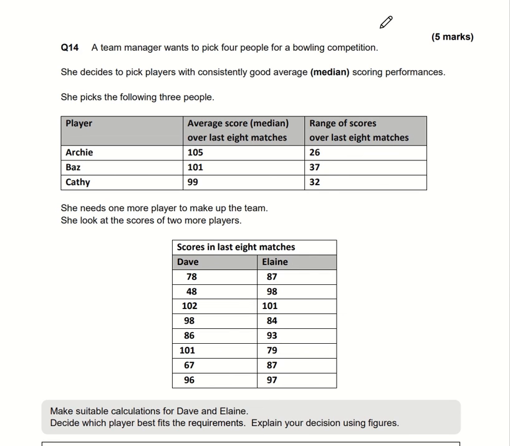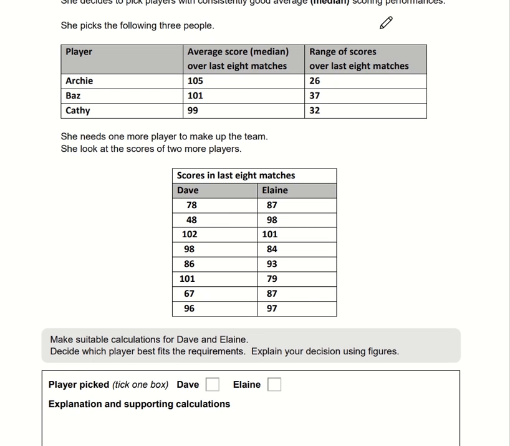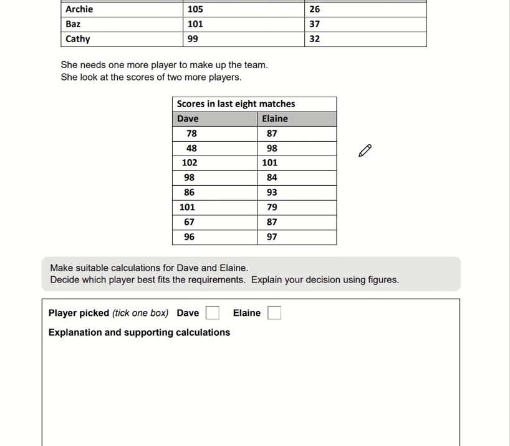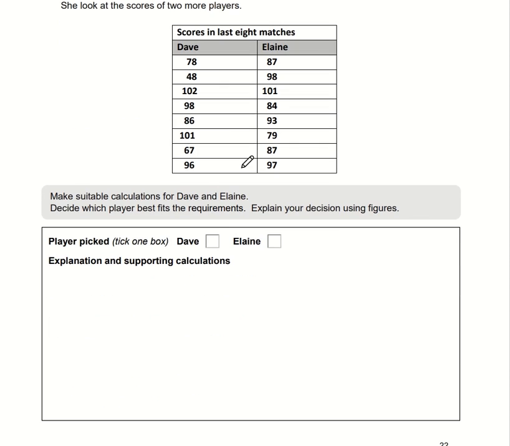So question 14, a team manager wants to pick 4 people for a bowling competition, and she's picking players with a consistently good median scoring performance. So she's got 3 on the team, and she needs to decide whether Dave or Elaine are going to make the cut. So the median is going to be the middle value when we put them in order. So let's put Dave's in order first of all. So the lowest is 48, then 67, then 78, then 86, 96, 98, 101, 102.